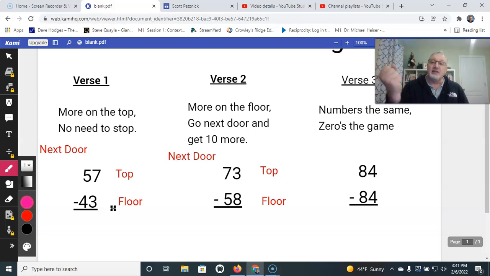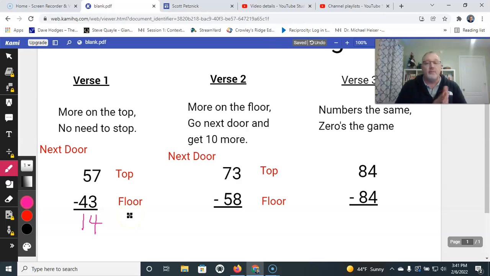So I say 3 with my fist. 3, 4, 5, 6, 7. So how many fingers is that? That is 4. So I'm going to put 4 here. And then 5 minus 4, again, more on the top, no need to stop. I can just, there's my 1.